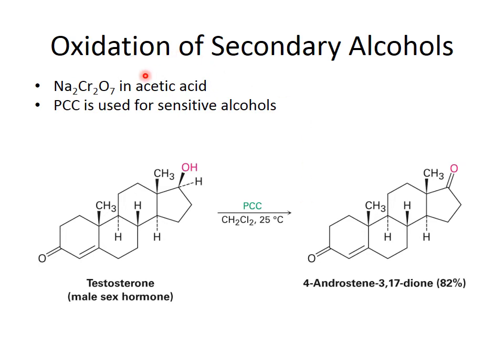Secondary alcohols can be oxidized with the harsh ones, for instance, sodium dichromate and acetic acid. But if there are other functional groups in there that may be sensitive to, let's say, acid, you may not want to use that. So you can use PCC, the gentle oxidizing agent, and it would take a secondary alcohol to a ketone quite well.